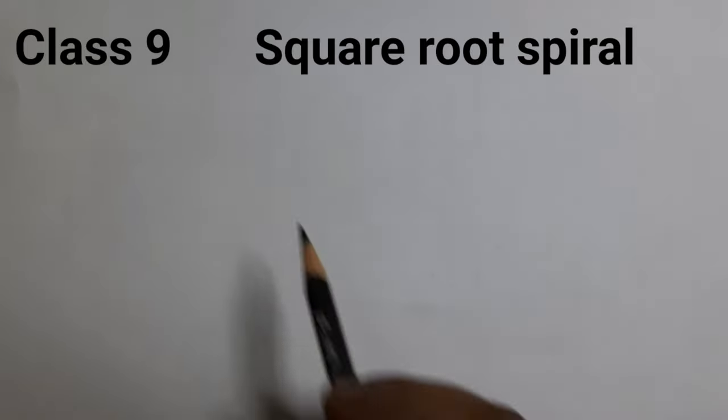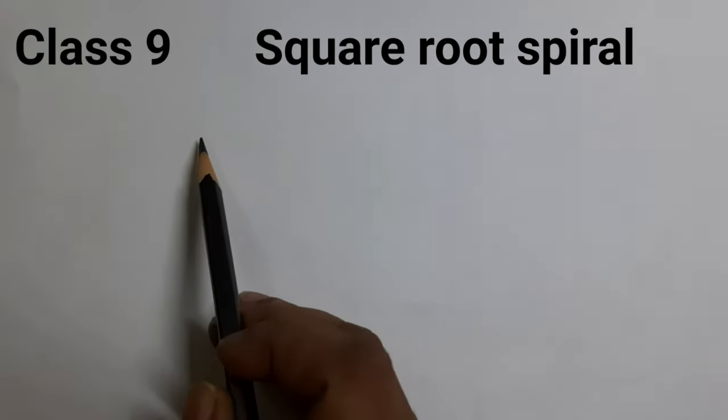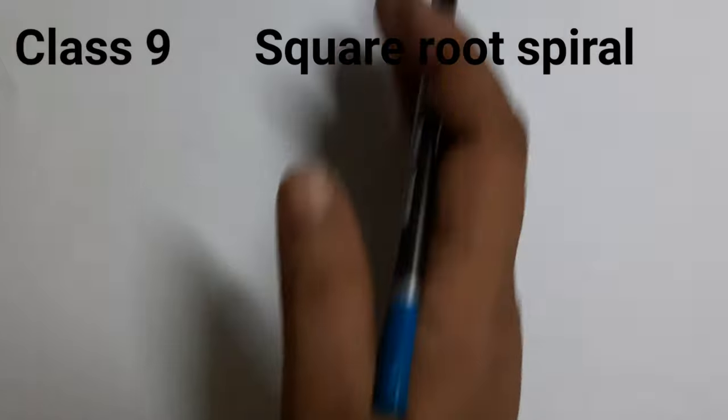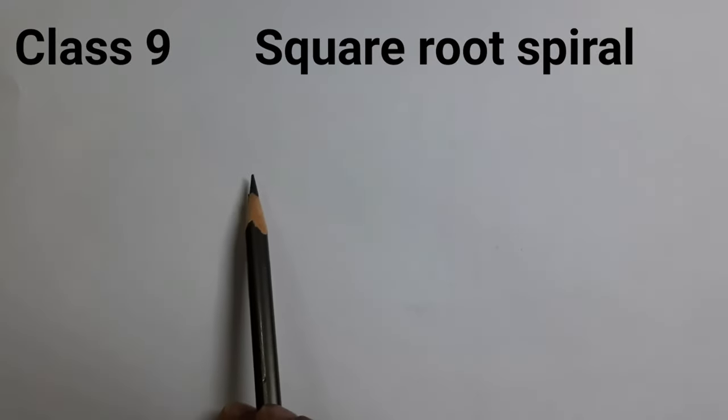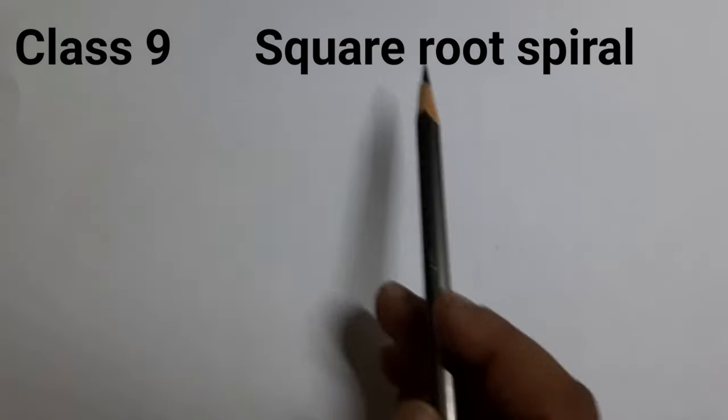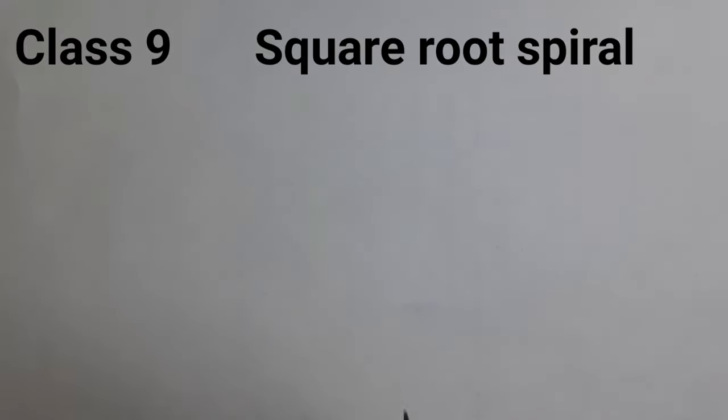Everyone, in this video, we shall create a square root spiral, which is a classroom activity for grade 9. For this, take a large sheet of paper and start with the point O. Mark the point a little bit towards the left and upper side. So if this is half of your sheet, a little bit towards the left and upper side, so that we can create the whole thing on one sheet of paper.